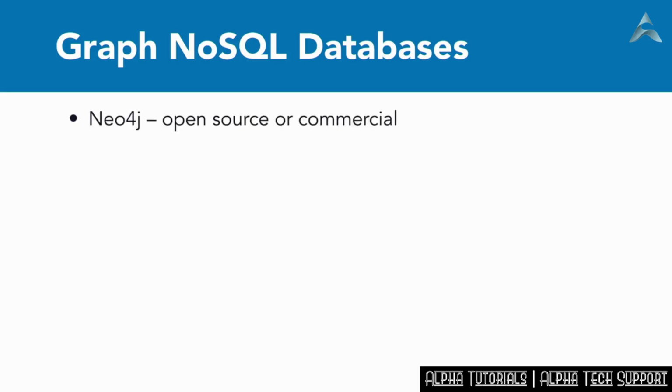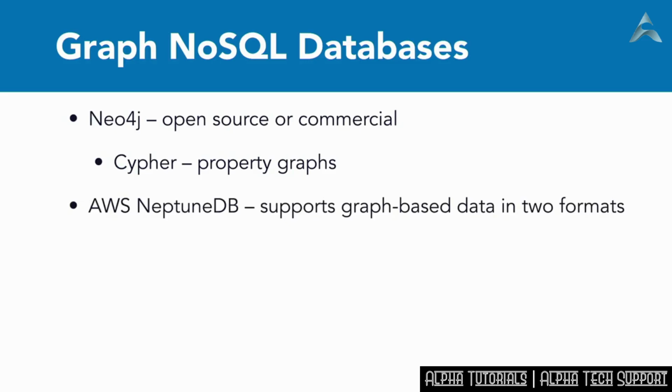It's been really interesting to see that Amazon has jumped into the foray here relatively recently. For a long time, the leading graph database, and the one that I use with all my customers, was Neo4j, open source or commercial, and it supports property graphs and is queried with the Cypher query language. Within the past 12 months of this recording, Amazon has released Neptune DB that supports graph-based data in two formats.